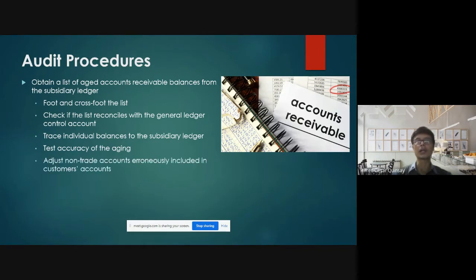Adjust non-trade accounts erroneously included in customers' accounts, mga non-trade, no? Okay, because as we talk about accounts receivable, we're only talking about yung mga customers, yung trade customers. So there might be some items, yung mga non-trade, which are not supposed to be included in the trade receivables of the customer accounts. Also, investigate and reclassify significant. Okay?